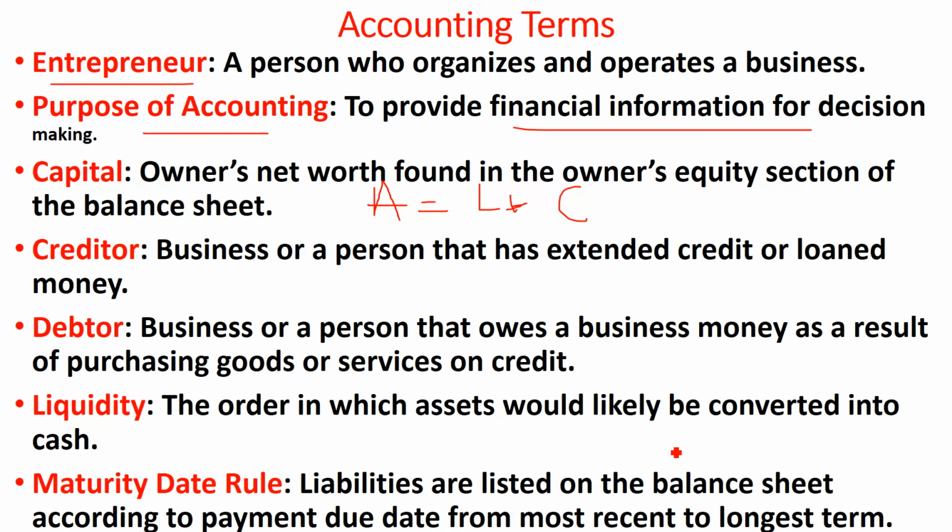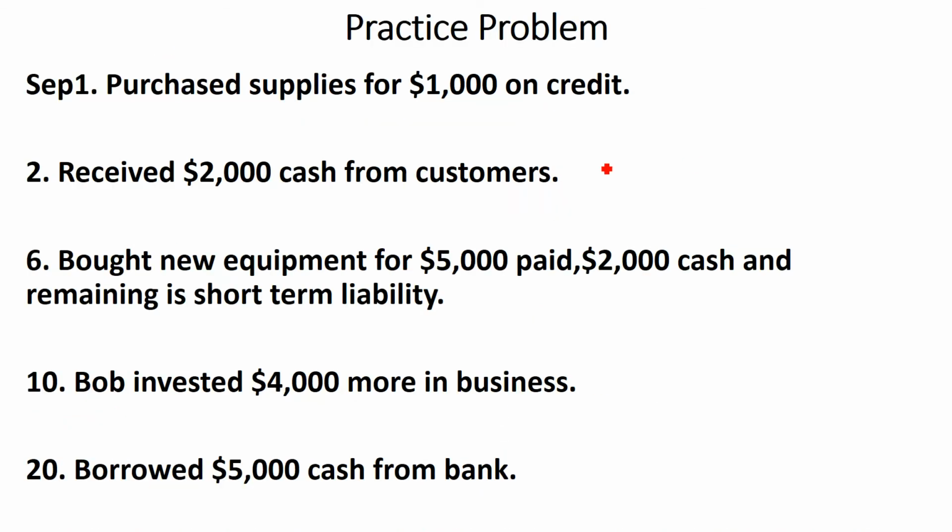Liquidity, the order in which assets are likely to be converted into cash. I told you always you have to write down cash, then marketable securities, then receivable and so on. Maturity date, liabilities are listed on the balance sheet according to payment due date from the most recent to the longest. Right? Accounts payable, current liabilities, usually within 30 days. So you have to write that down, and then bank loan and then mortgage payable and so on. So these are a few terms.